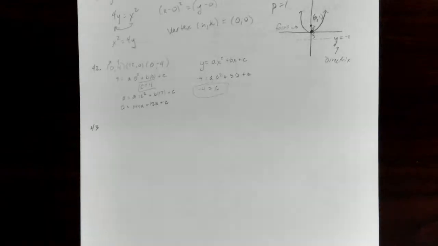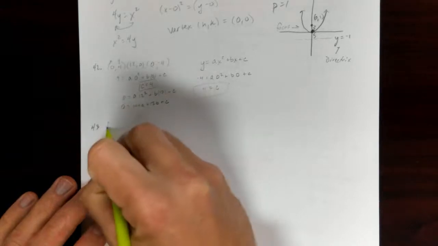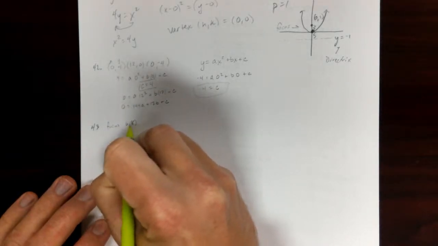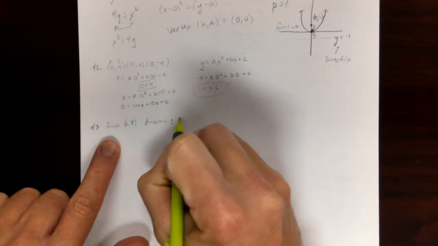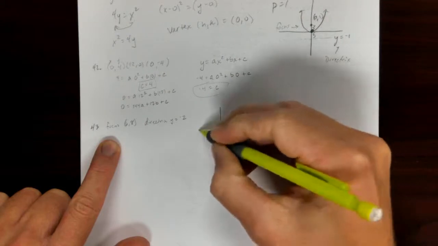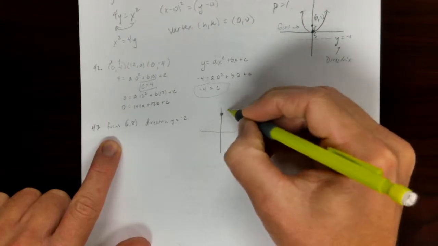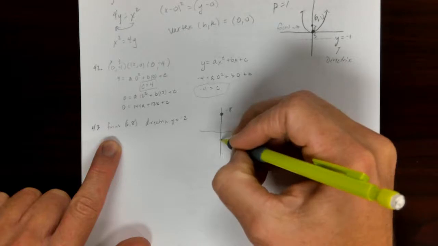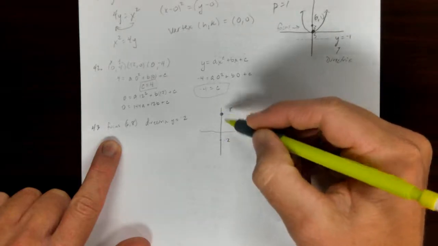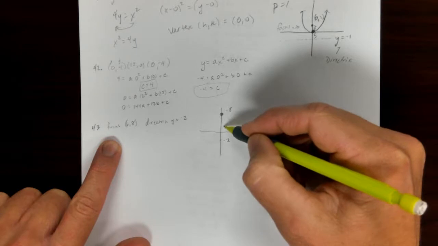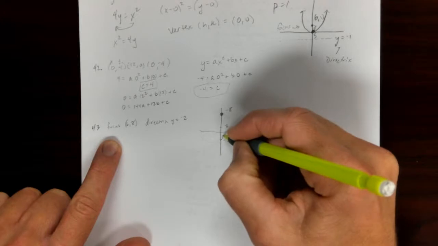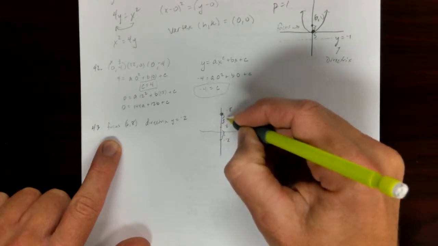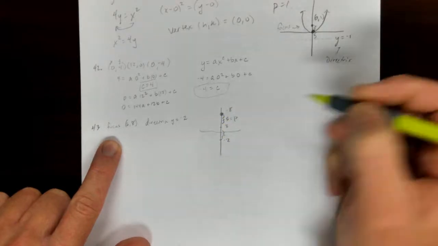Alright, moving on to number 43. Number 43 says, what is the equation of a parabola with the focus of (6, 8)? So we have the focus at (6, 8). We have a directrix at y equals negative 2. Alright, so we know that if I have my focus up here at 8, and I have my directrix down here at negative 2, these are both p units away from the vertex. The vertex is going to be at positive 3. This is 5 units away. This is also 5 units away. So we know that p equals 5.